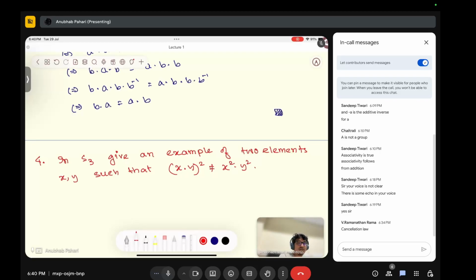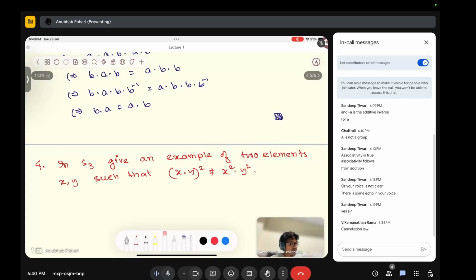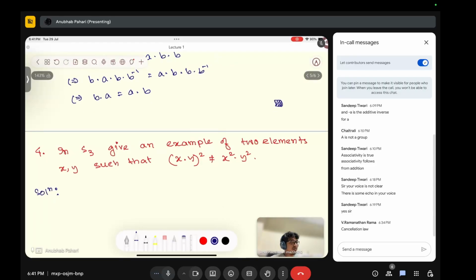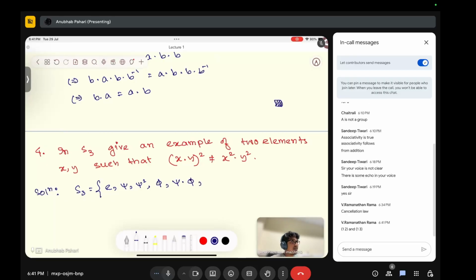Okay. So first, let us write about the elements of S3. So there are two generators in S3, right? Solution. So S3 should look like this. That is E, psi, psi square, phi, psi dot phi and phi dot psi.